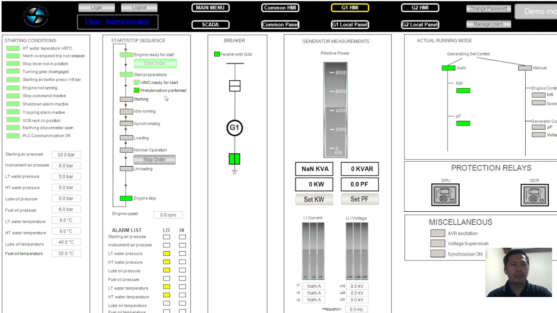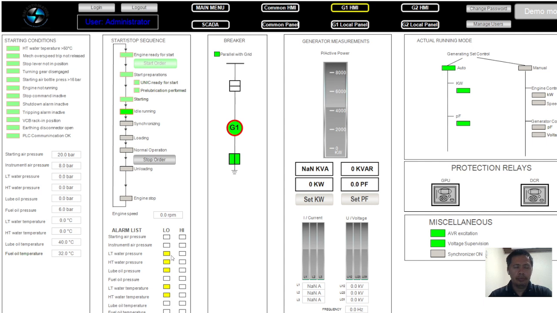So now the pre-lubrication is performed. Now the engine is starting, then idle running. As we can observe, the G1 is energized here. We can also see that there is an alarm list here. You can see the LT pressures are low because we haven't set them here. But now the engine is running. The LT water is also running, and also the ST.